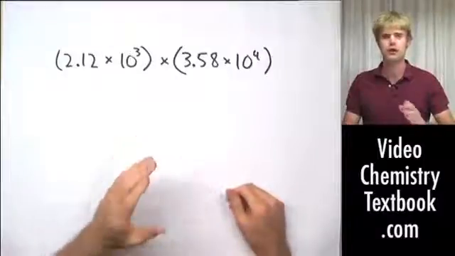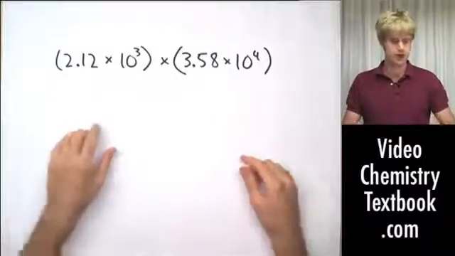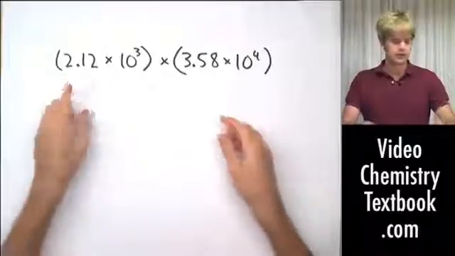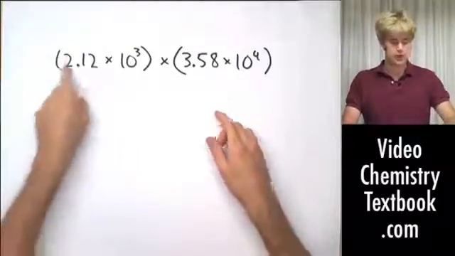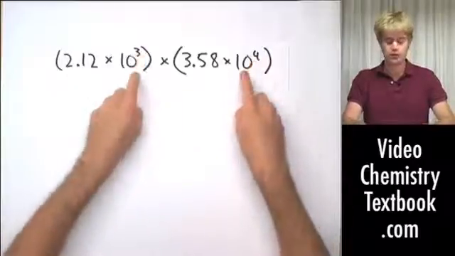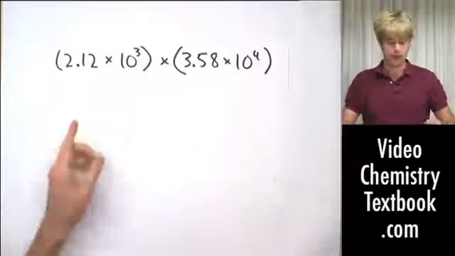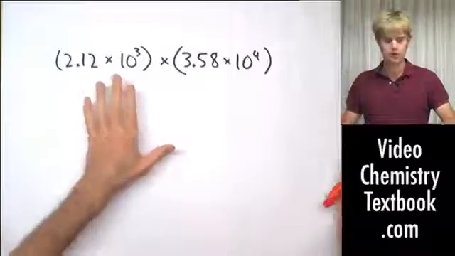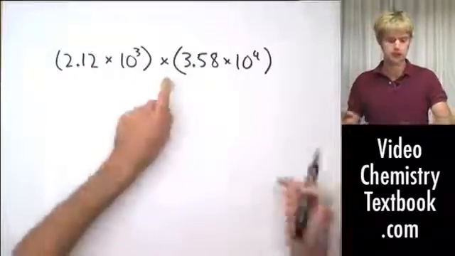Here's how we multiply and divide with scientific notation. Here are two numbers written in scientific notation, and each of them has two parts. This thing that we can call the mantissa, or the coefficient, and this 10 raised to a power, we can just call the power. So whenever we do a multiplication or division problem, we break this into two smaller problems.